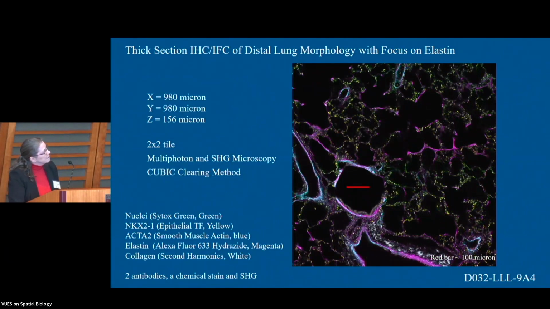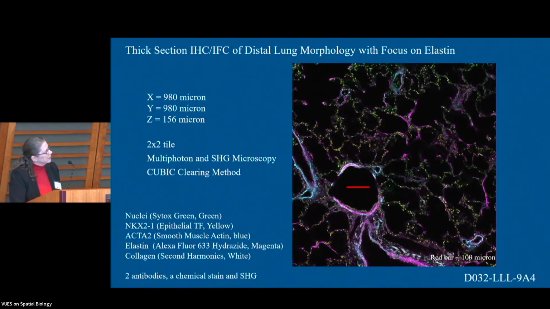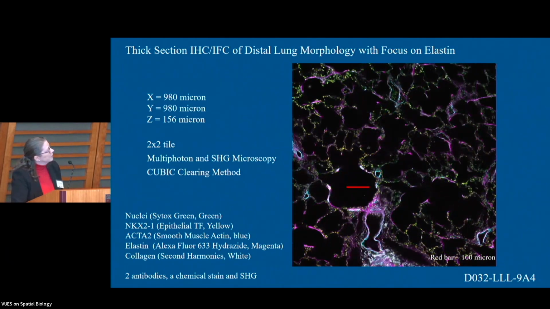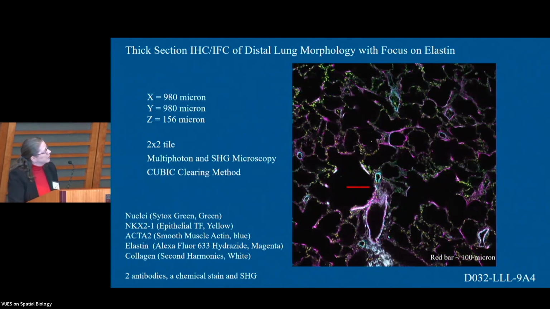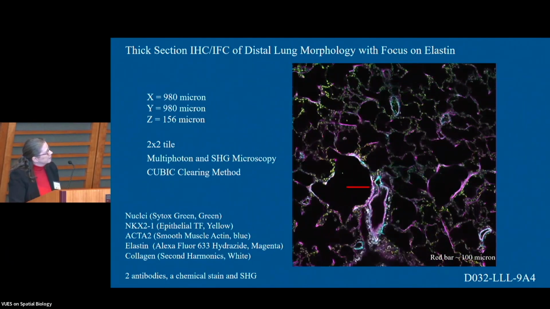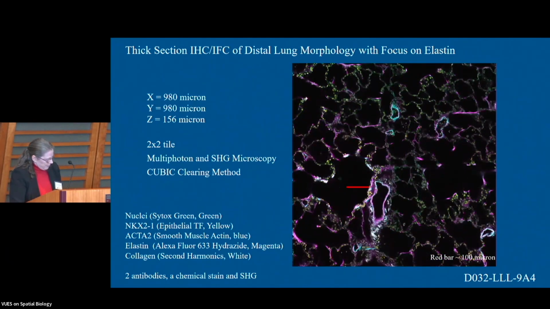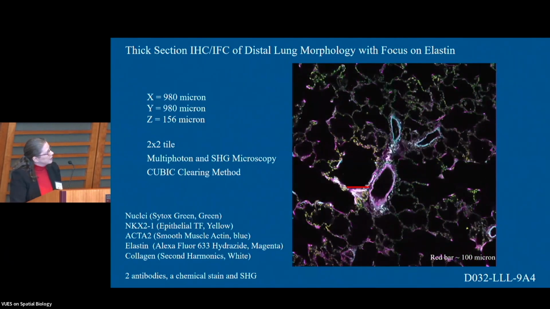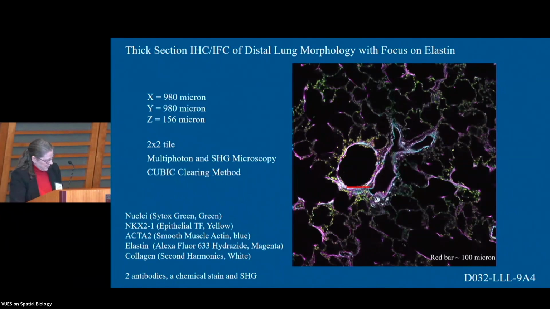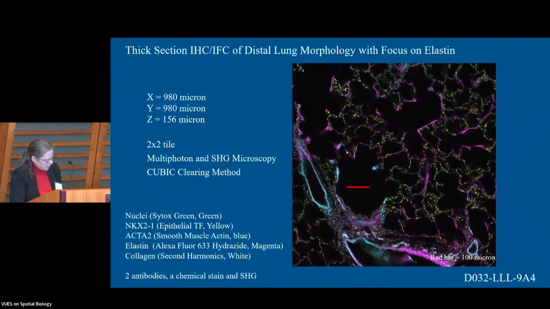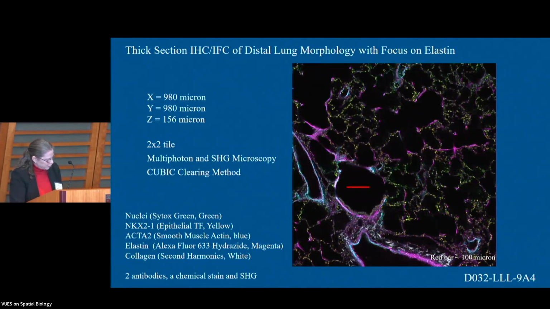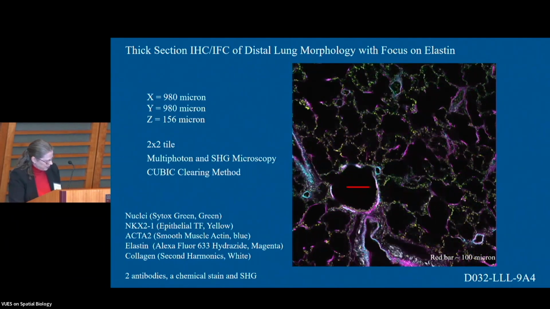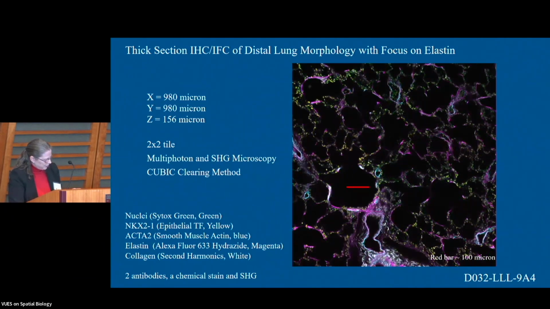So we have done some preliminary work in the lung with true 3D. These are done by a multiphoton microscope with cubic clearing and second harmonics generation. It's helpful to display this type of data in multiple formats, such that we can interact with it and visualize different components. So I'm showing you 3 examples, actually, for the next 3 slides of the same thick section.